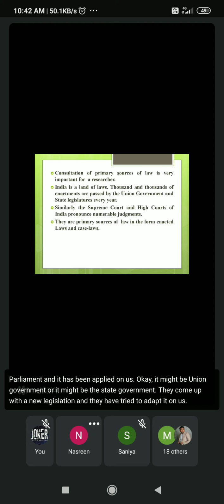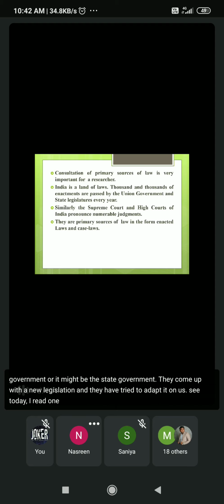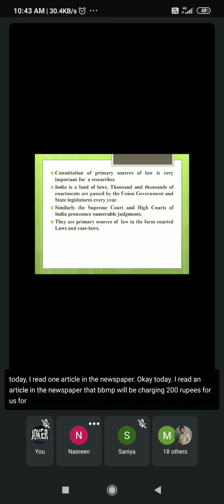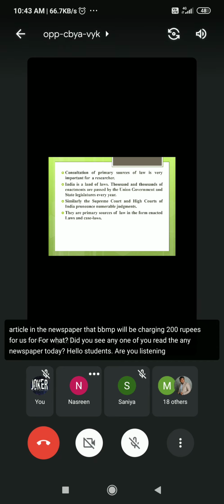See, today I read an article in the newspaper that BBMP will be charging 200 rupees for us. For what? Did any one of you read any newspaper today? Hello students, are you listening to me?